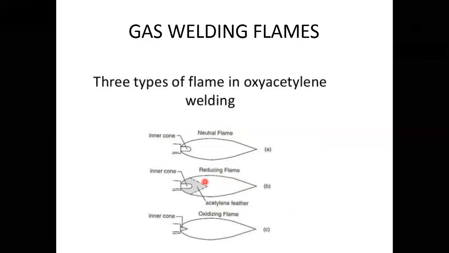So how to identify? This is the outer envelope. This is the acetylene feather. This is the inner core. Very clearly visible, all this. Whatever I am showing in the sketch is visible when you look at the actual flame. This one is the oxidizing flame. In the oxidizing flame, the percentage of oxygen gas is more compared to acetylene gas.